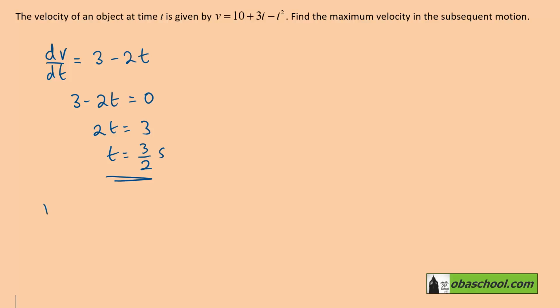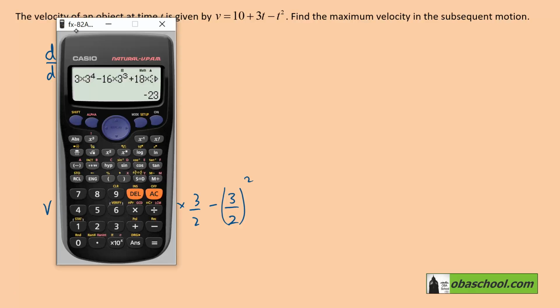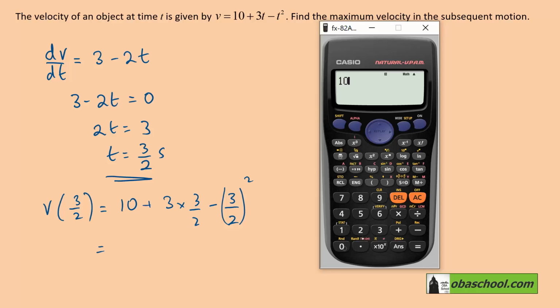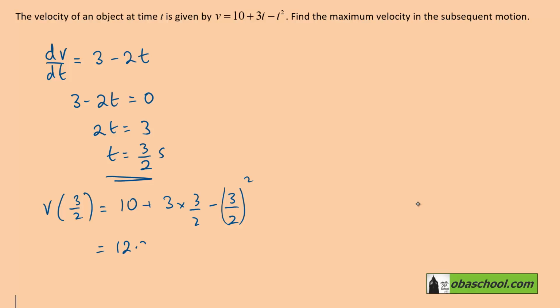So v of 3/2 is going to be 10 + 3 times 3/2, take away (3/2)². And we just need to calculate that. So I might just do it as a decimal. So that's 10 add 3 times 1.5, take away 1.5 squared. And that gives me 12.25 meters per second.